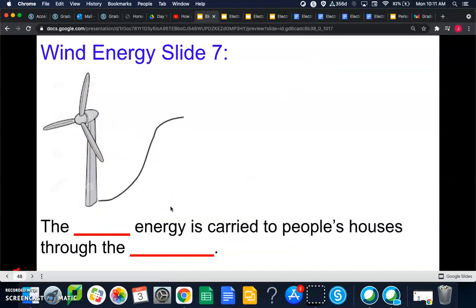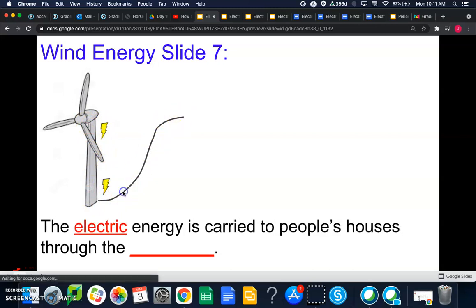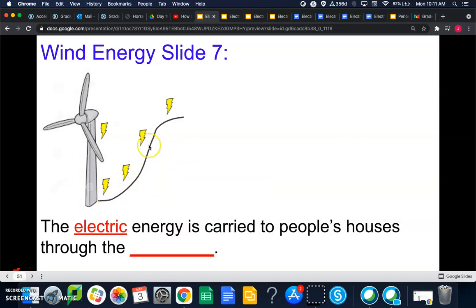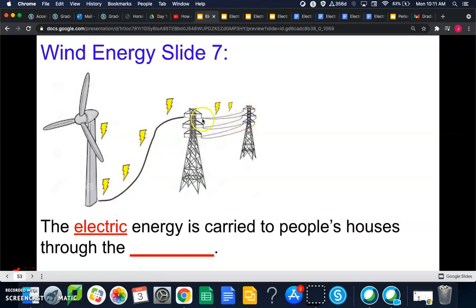And then the electric energy flows down the turbine here. So you're going to want to draw a turbine again with a wire coming out. And then the electric energy is carried to people's houses. So we can see the electric energy going up the wire, and it feeds into the power lines, right? And the power lines carry the energy. So really the electric energy is carried to people's houses through the power lines. And that's how we get energy from a wind turbine.